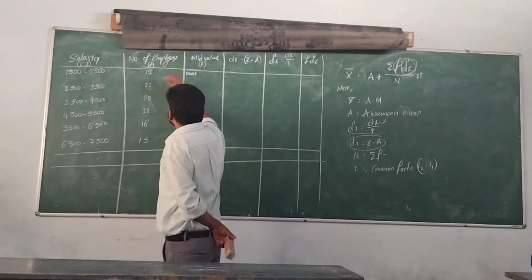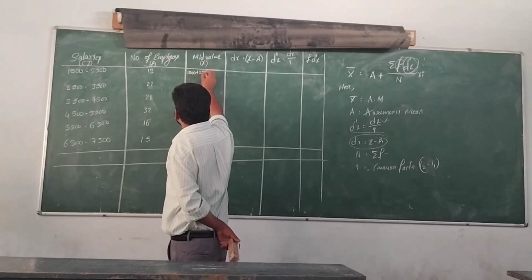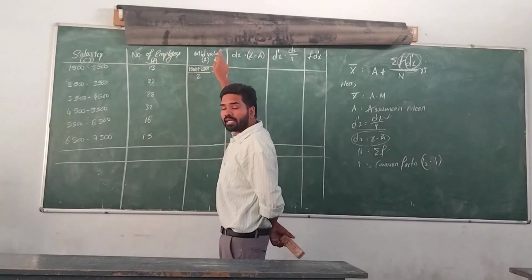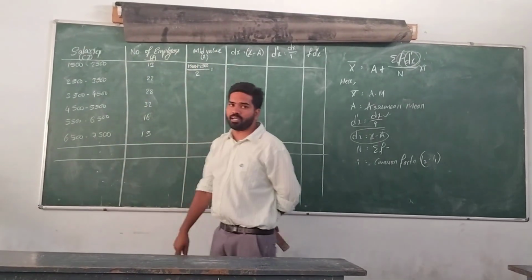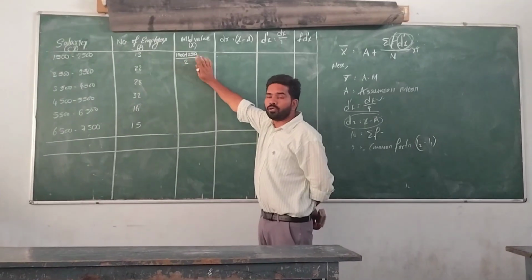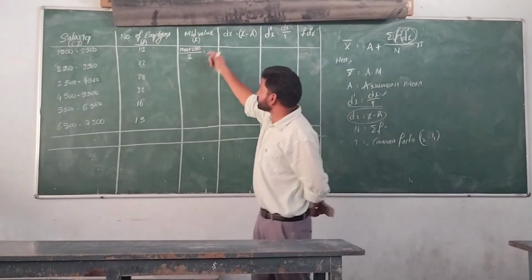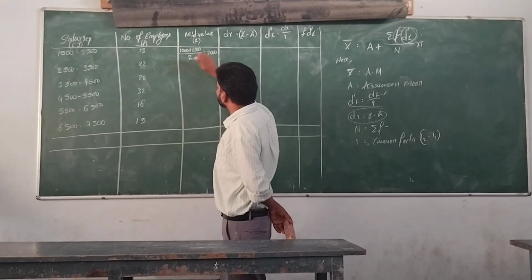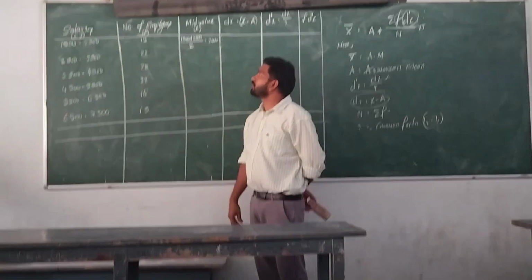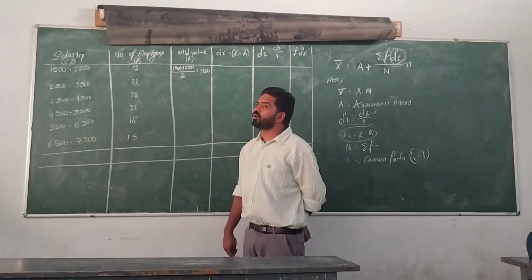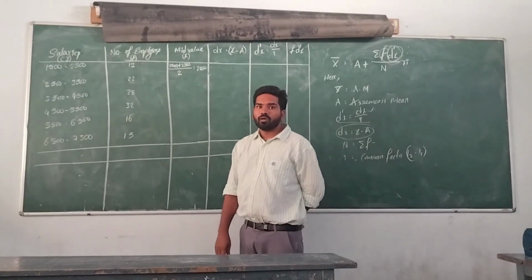Plus 2500. How many numbers are there? Two numbers, divided by 2. Mid values are calculated by following the class interval: upper limit plus lower limit, divided by 2. That is 1500 plus 2500, the total is 4000. 4000 divided by 2, what's the midpoint? 2000.